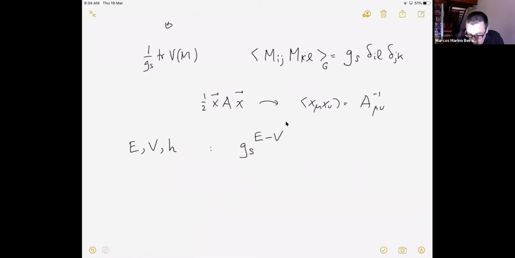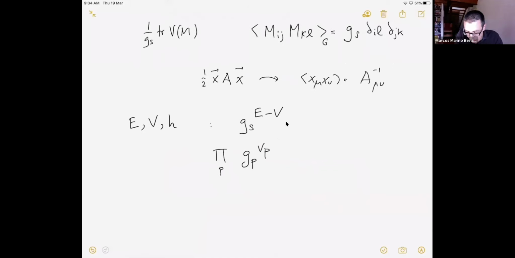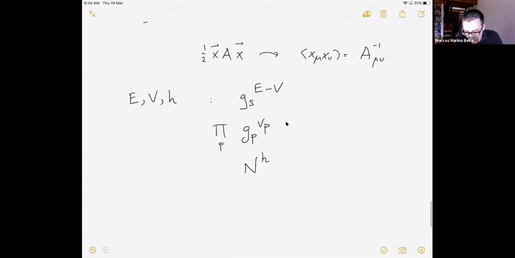Now what happens for GP? GP is very simple because essentially the number VP gives you the number of powers of GP. So this would be this. And then if you have many different P's, you will have this. And then N is going to be just the number of closed loops, so you will have the power of N to the H. So that's essentially what you get in terms of powers of the parameters.